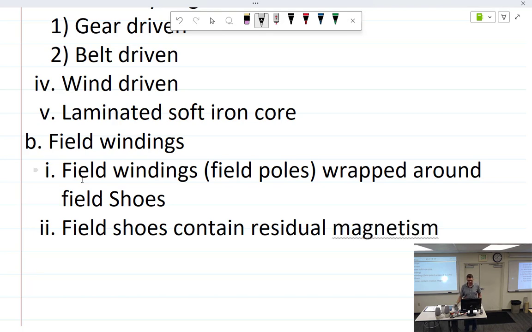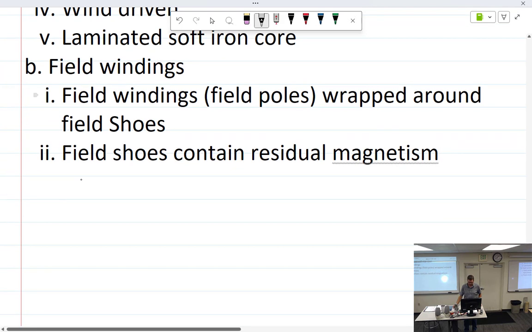And what's the whole purpose of that residual magnetism? Self-exciting. So do I need a battery to get this going? No. That's what self-exciting means. All right, so we got the field shoes and the poles and the field windings.